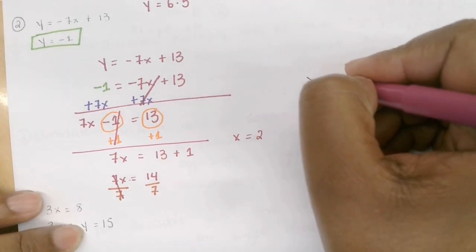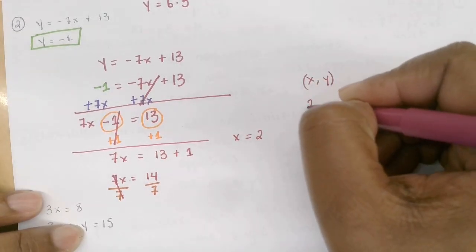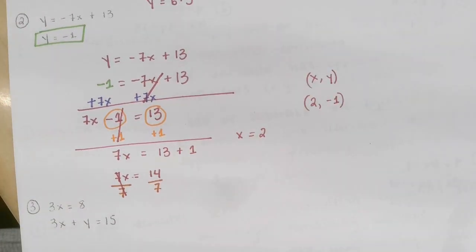And we know we rewrite it as x comma y. X is 2 comma negative 1. And that's that.